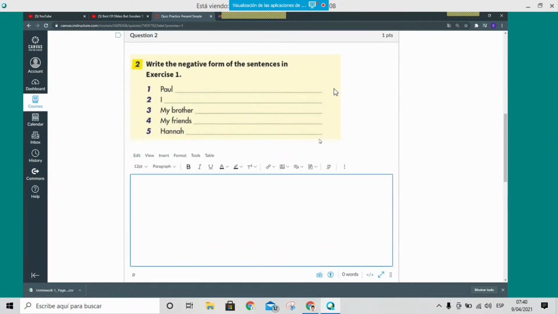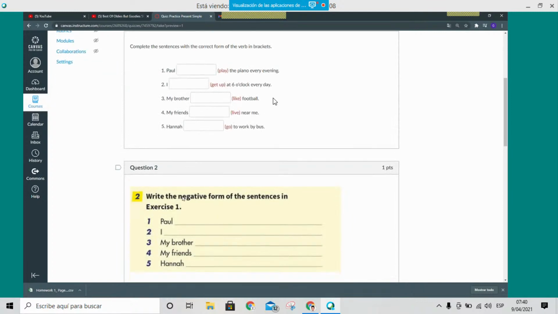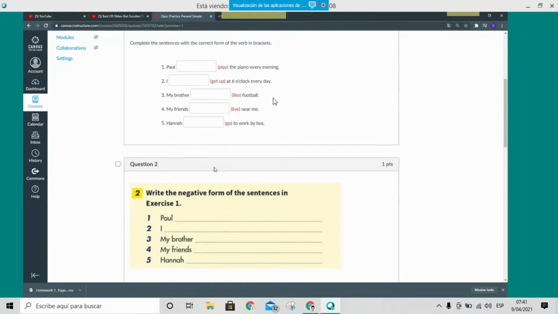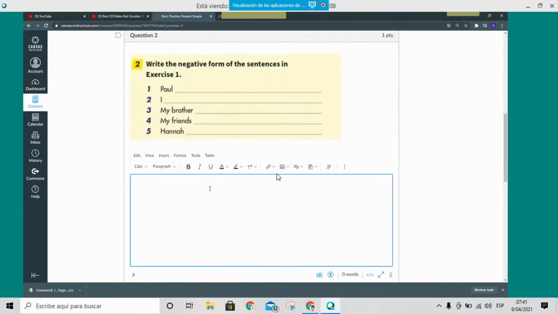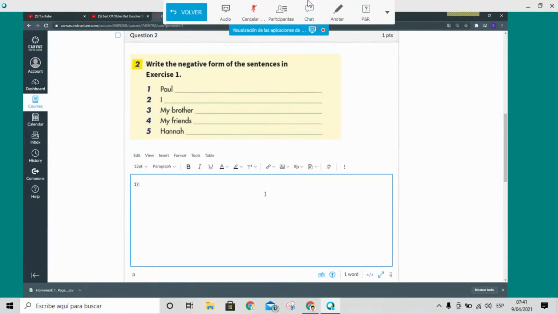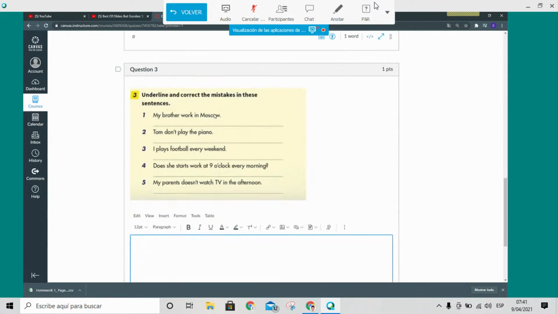The second part, you have these sentences finished, and you have to write a negative sentence here. So you have Paul, I, my brother, my friends, and Hannah. So this is affirmative, and these are negative. For the negative sentences, you write here, no? One, and the negative sentence, Paul, blah, blah, blah. I, etc. Okay?